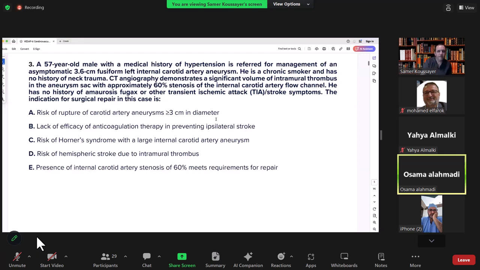A 57-year-old male with a medical history of hypertension is referred for management of an asymptomatic 3.6 centimeter fusiform left internal carotid artery aneurysm. He's a chronic smoker and has no history of neck trauma. CT angiography demonstrates a significant volume of intramural thrombus in the aneurysm sac with approximately 60% stenosis of the internal carotid artery flow channel.